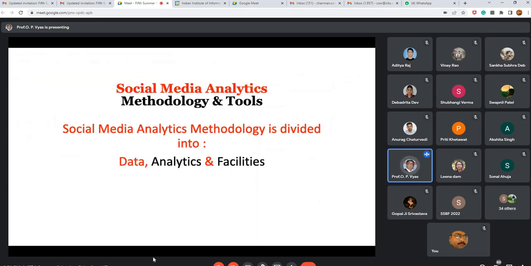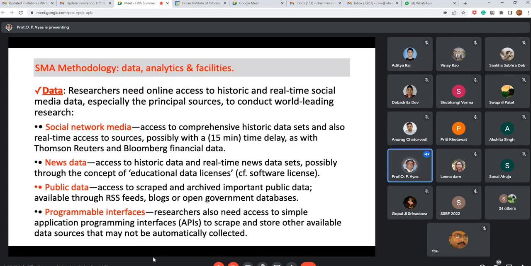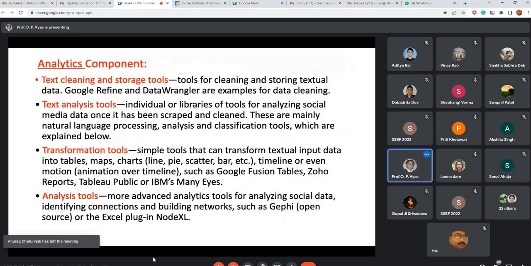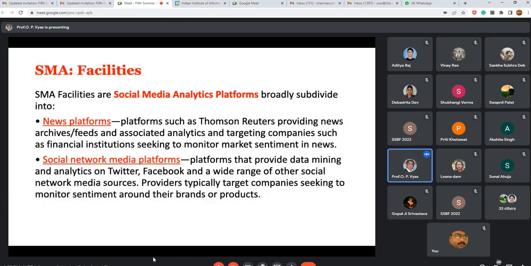So there are many methodological tools available, but they are generally discussed at three levels: data, analytics, and facilities. Data generally has trouble with the technology, like scraping, and they use various technological tools. The analytics component requires dealing with text cleaning and storage tools, text analysis tools, transformation tools, analysis tools, and, last but not least, the social media analytics platform.